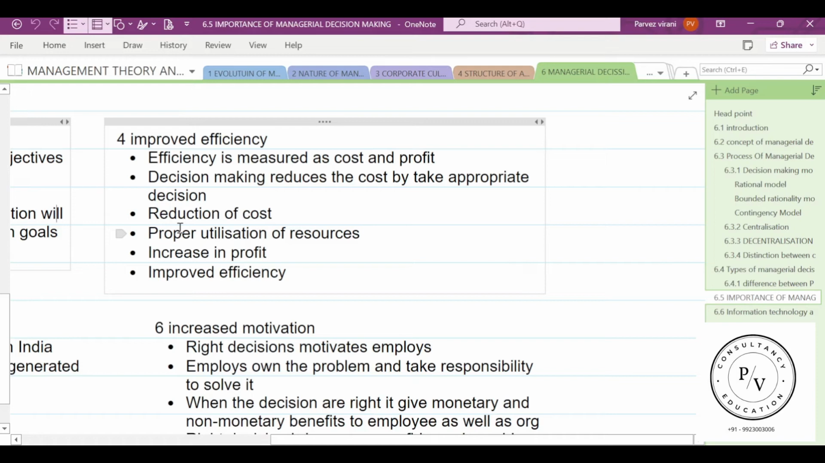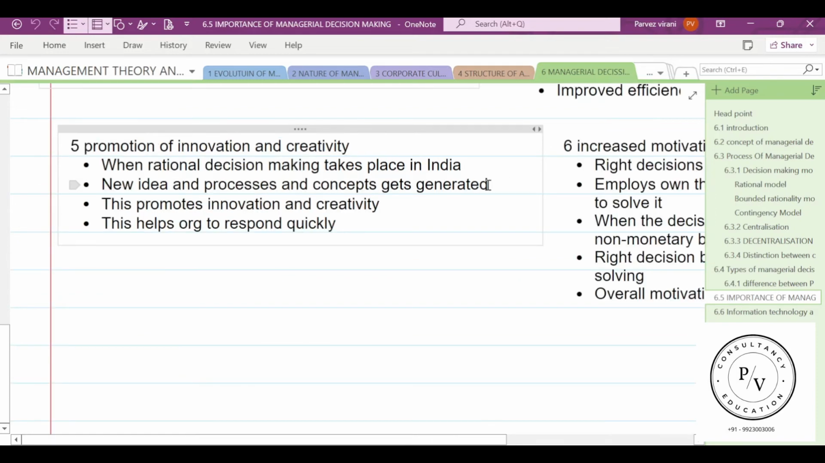Fifth point, promotion of innovation and creativity. When rational decision making takes place in an organization, new ideas, processes, and concepts get generated. This promotes innovation and creativity. This helps the organization to respond quickly.